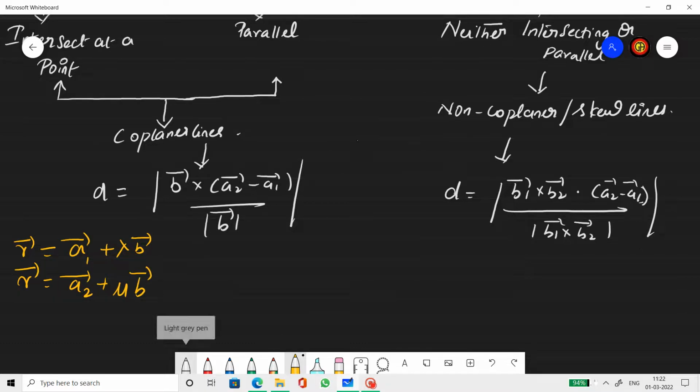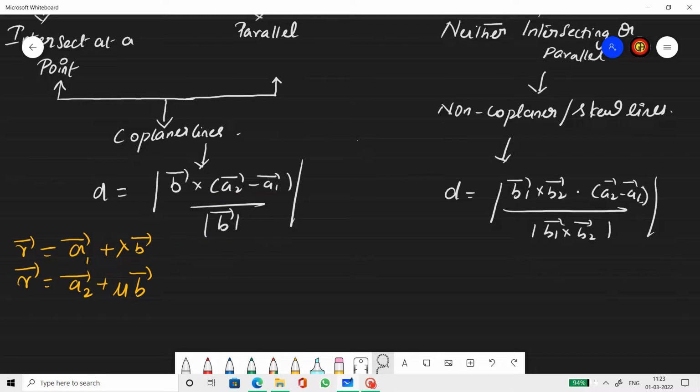Now, since the lines are different, they have separate passing through points. a1, a2 are the respective passing through points of those lines. Whereas b vector will be the same because lines are parallel, the direction vectors are the same. When lines are parallel, their direction vectors are lambda times of each other, or proportional. So b vector will be the same. So we take b vector from the line, we take a2, a1 from the equation, which are the passing through points, and then we apply it in this formula.